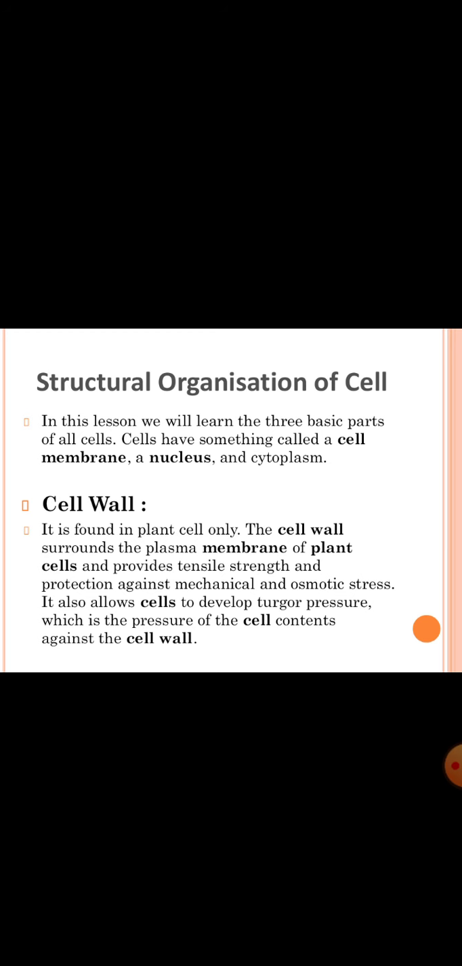The cell wall surrounds the plasma membrane of plant cells and provides tensile strength and protection against mechanical and osmotic stress. It means we can say that it allows the cell to develop turgor pressure, which is the pressure of the cell content against the cell wall, and allows the movement of molecules from one part to another. And this process is completed by two methods: diffusion and osmosis.